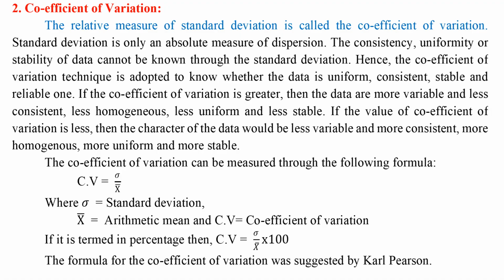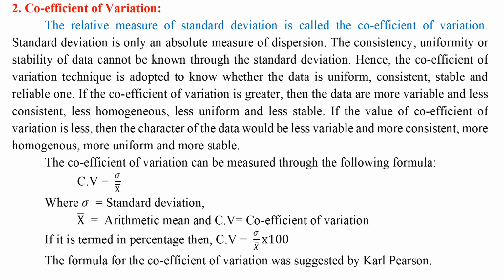Coefficient of variation. The relative measure of standard deviation is called the coefficient of variation. Standard deviation is only an absolute measure of dispersion. The consistency, uniformity or stability of data cannot be known through the standard deviation. Hence, the coefficient of variation technique is adopted to know whether the data is uniform, consistent, stable and reliable.